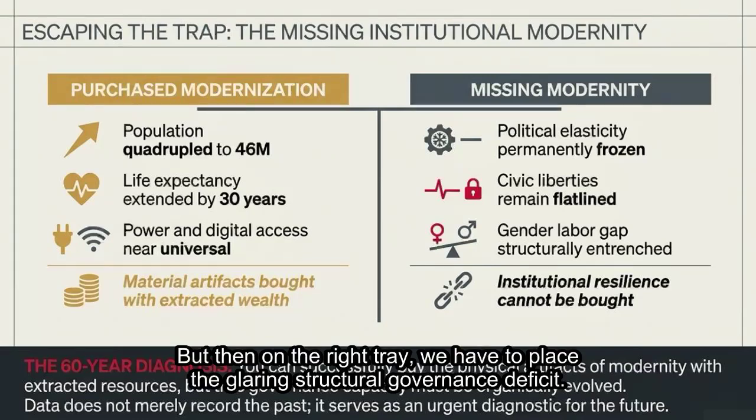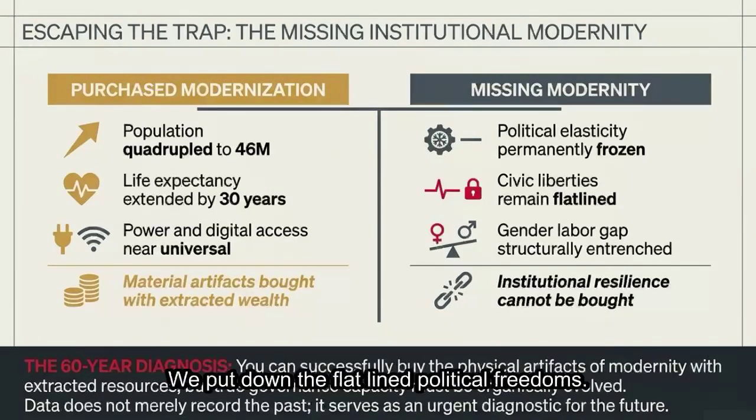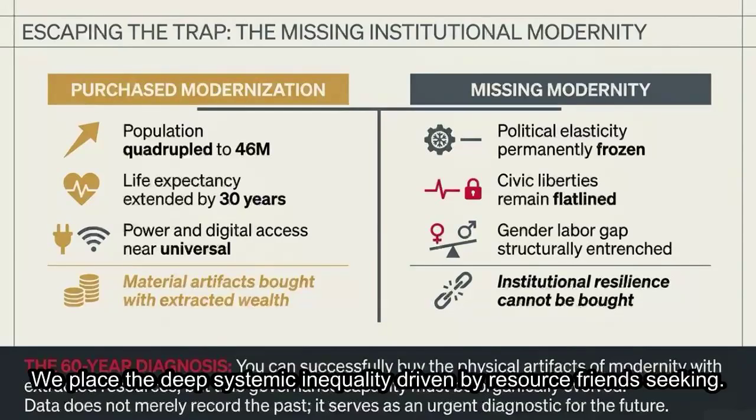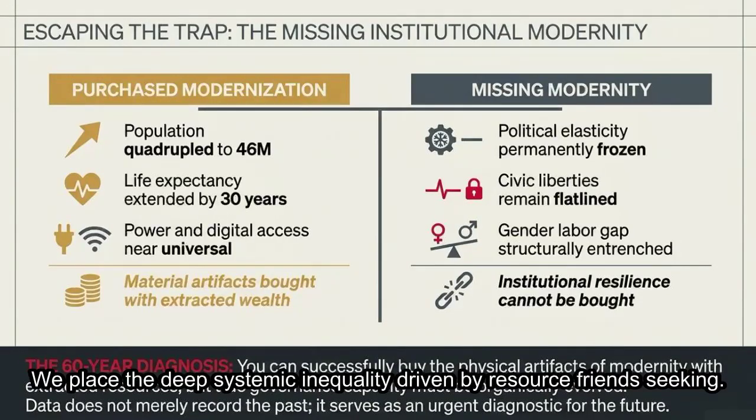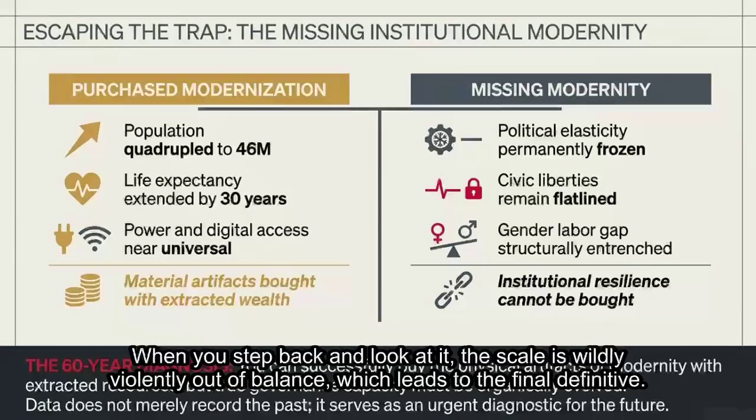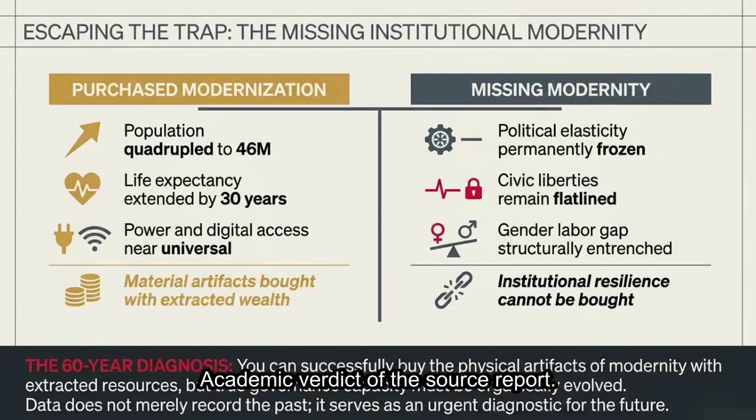But then, on the right tray, we have to place the glaring structural governance deficit. We put down the flatlined political freedoms. We add the rigid, stagnant government institutions that haven't evolved since the 1990s. We place the deep, systemic inequality driven by resource rent-seeking. We add the millions of invisible unemployed women and the complete lack of any internal non-oil industry capable of supporting the nation. When you step back and look at it, the scale is wildly, violently out of balance.